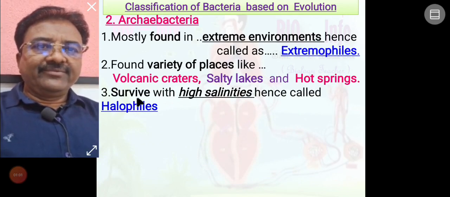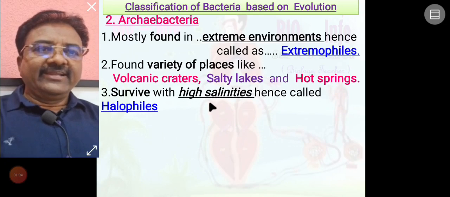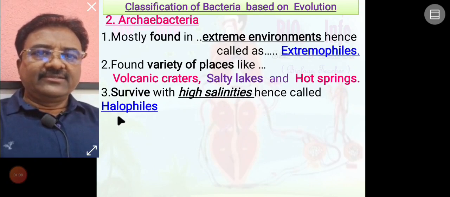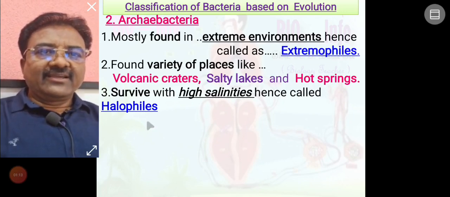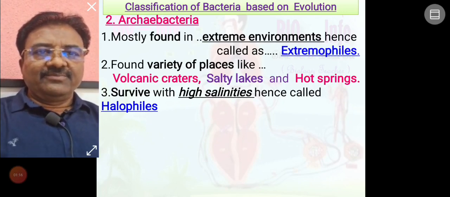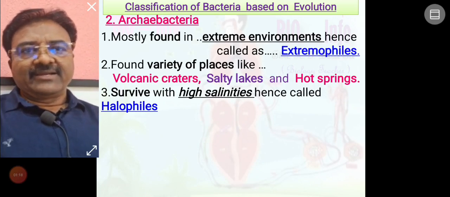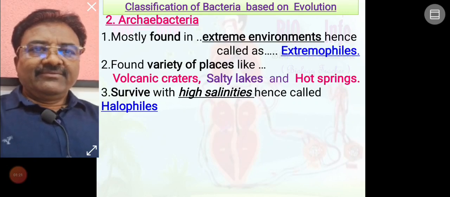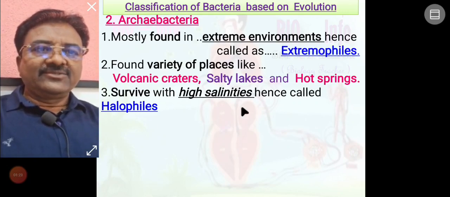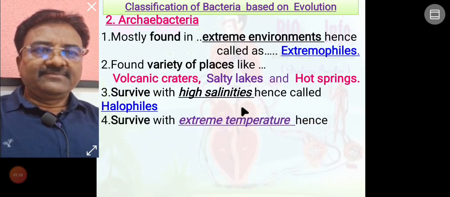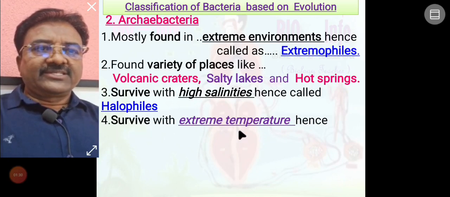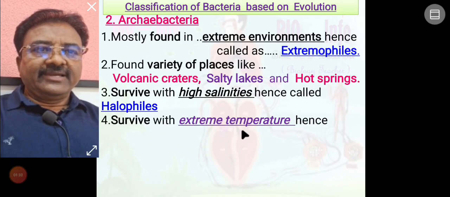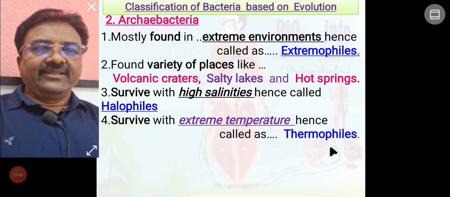Archaebacteria survive in high salinity condition, hence archaebacteria called as holophils. Also this question is asked, why archaebacteria are called as holophils? Because archaebacteria survive in very high salinity conditions, so called them holophils. Archaebacteria also survive in extreme temperature, hence called them thermophils.